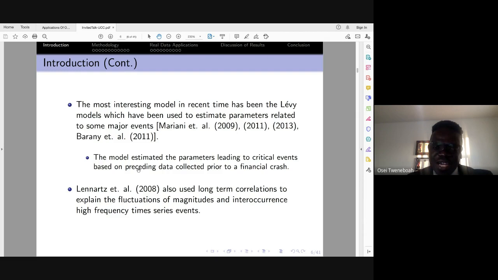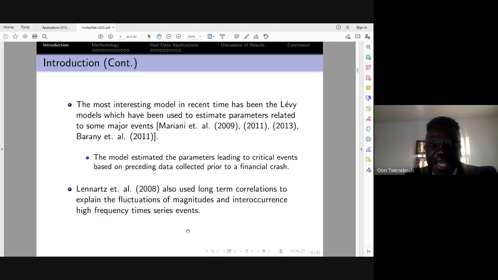Whenever there's a financial crash, it's the people who have significant loss. One other critical event is also an earthquake. An earthquake is also a critical event. And even in this current time, we could say that COVID-19 is also a critical event.